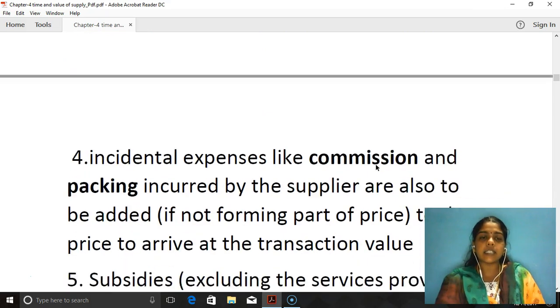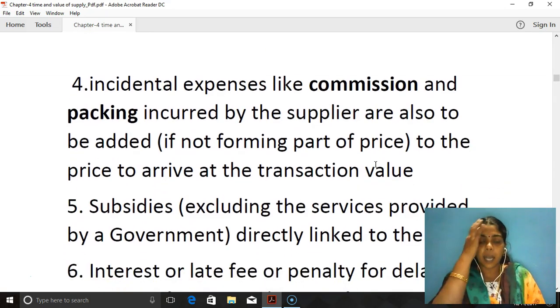Next, incidental expenses like commission and packing incurred by the supplier are also to be added, if not forming part of the price, to arrive at the transaction value. So incidental expenses like commission and packing expenses are all incurred by the supplier and should be included in the transaction value.